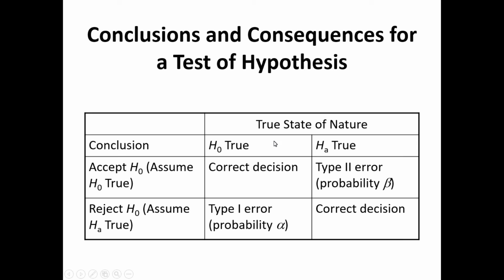This shows in table form what the possible situations are. Here on the left is the conclusion from my test of hypothesis. Either I rejected the null hypothesis, which makes me assert that the alternative is true, or I failed to reject, which means that we have to continue to assume that the null is actually true. If the null was true in real life, this is a correct decision, and this is a type 1 error. If the alternative was actually true, then accepting the null is a type 2 error. We should have been able to reject it, and rejecting the null is a correct decision.